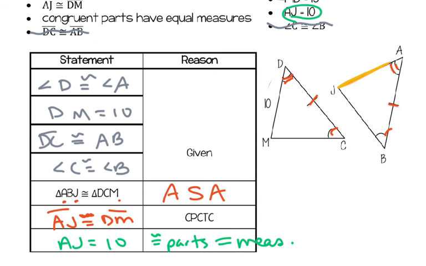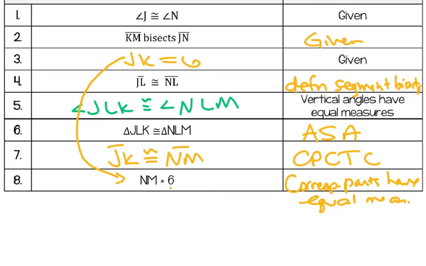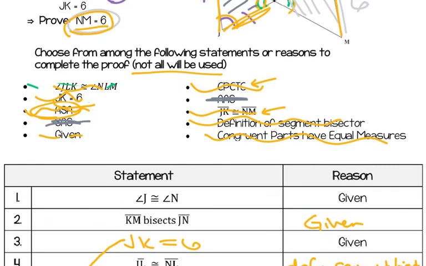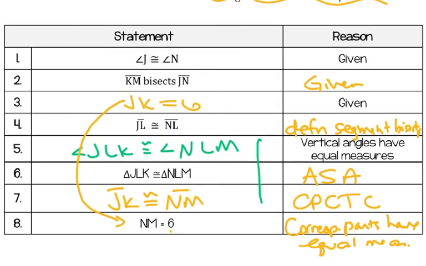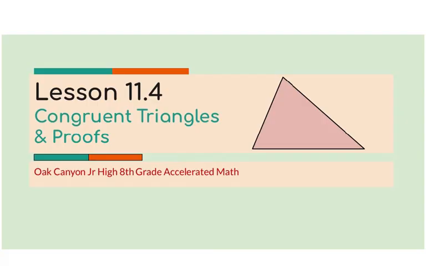Okay, and once I said that, I just realized I said something wrong on a previous problem. So if I go back to number 3, right down here in the last step, I said corresponding parts, and this should be congruent parts. So sorry about that.